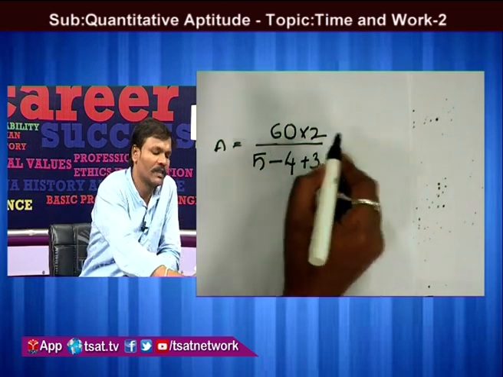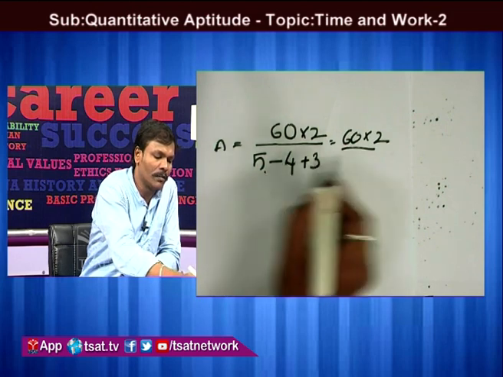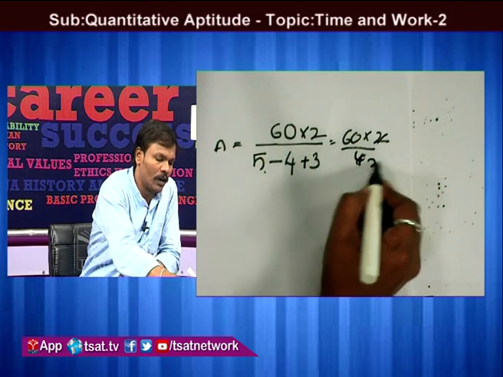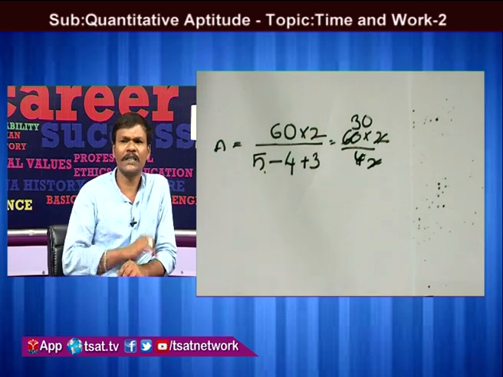So, 2, that is 60 into 2 by 5 plus 3 8, 8 minus 4 4, 2 2s are 4, 2 30. So, A can complete the work in 30 days, simple.